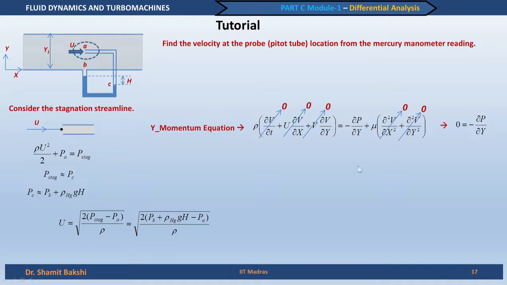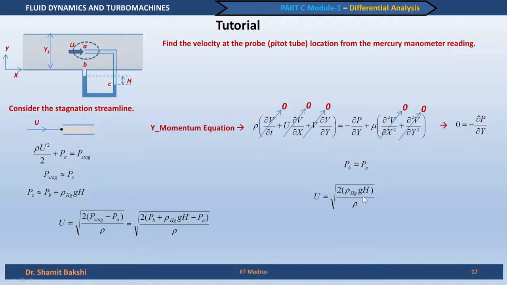If pressure variation is not there in y direction, that means the wall static pressure and the static pressure at the center of this channel, that is Pa, both are same. So, Pa is equal to Pb. Once you use that information, that Pb is equal to Pa, you get an expression for velocity.